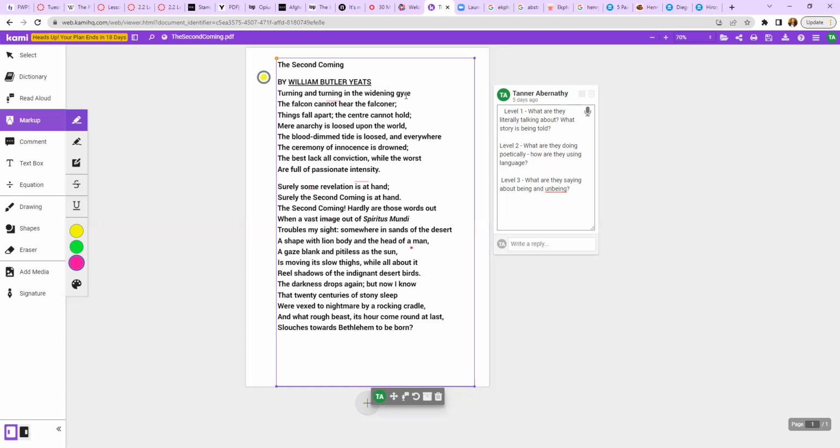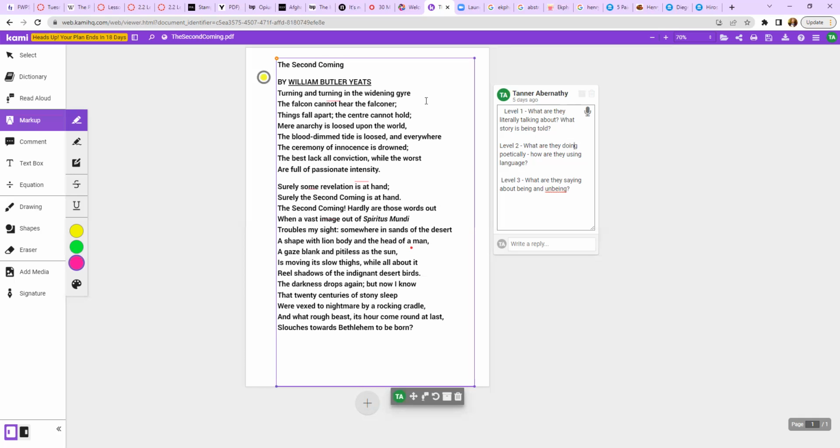The Second Coming. Turning and turning in the widening gyre, the falcon cannot hear the falconer. Things fall apart, the center cannot hold, mere anarchy is loosed upon the world. The blood-dimmed tide is loosed, and everywhere the ceremony of innocence is drowned. The best lack all conviction, while the worst are full of passionate intensity. Surely some revelation is at hand. Surely the Second Coming is at hand.